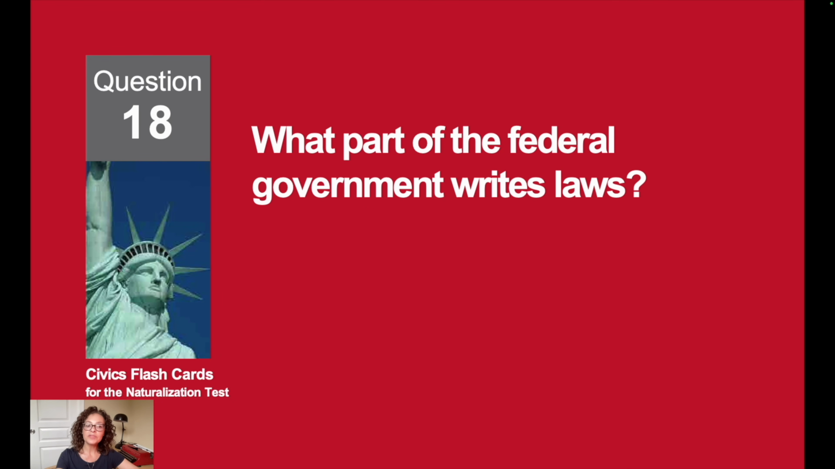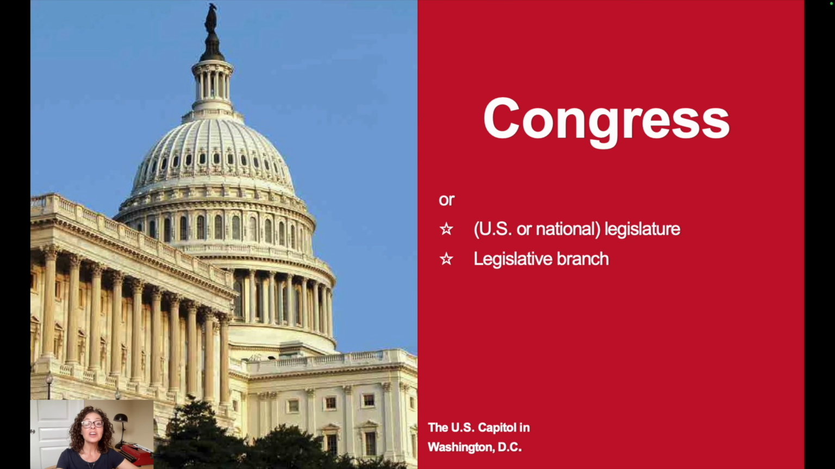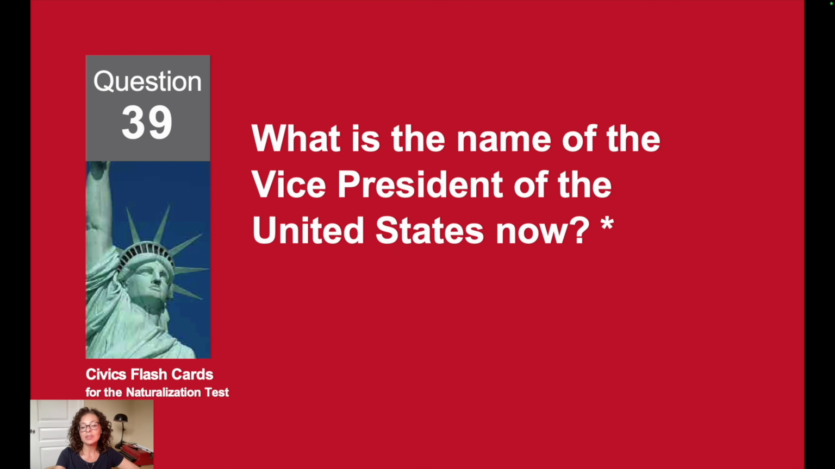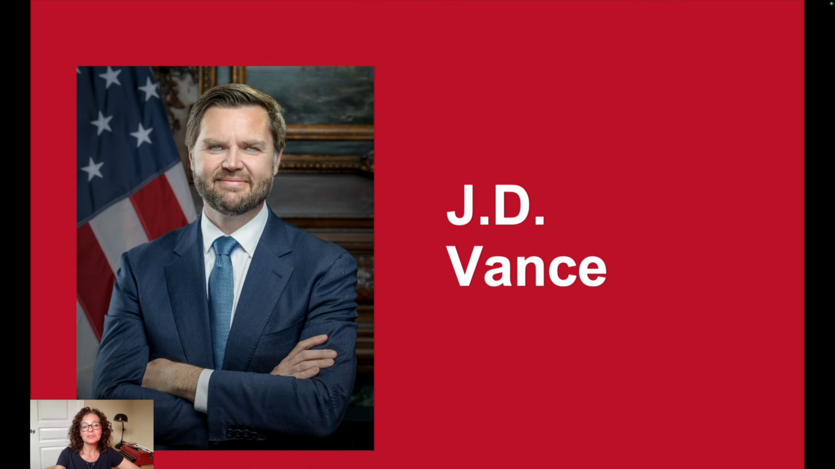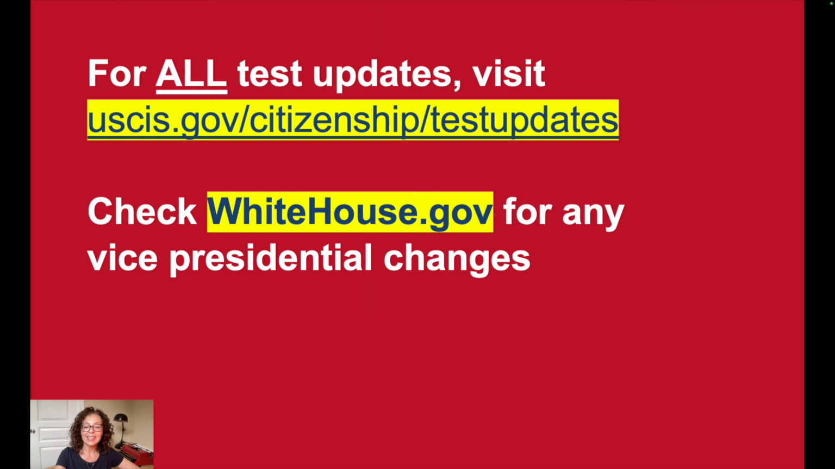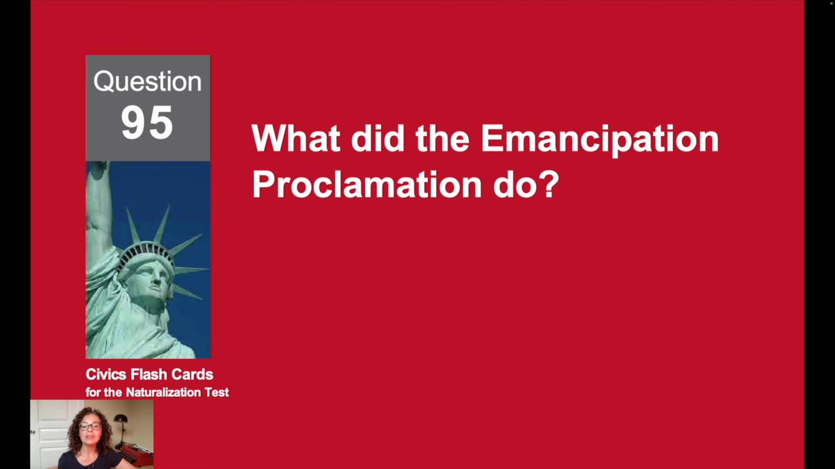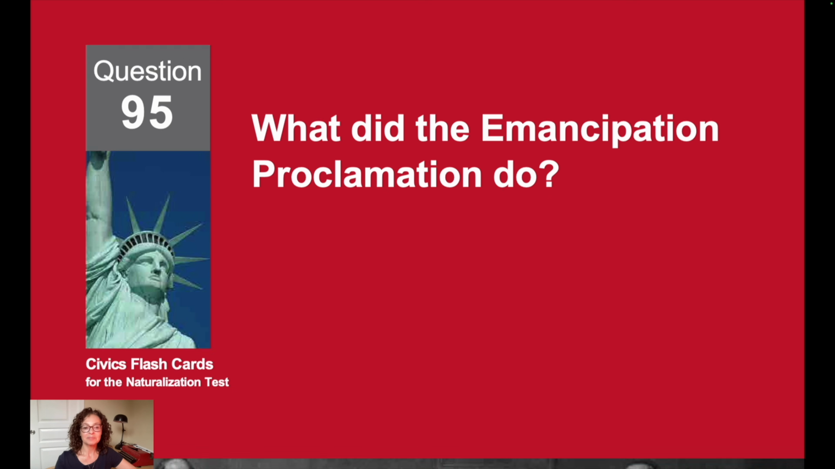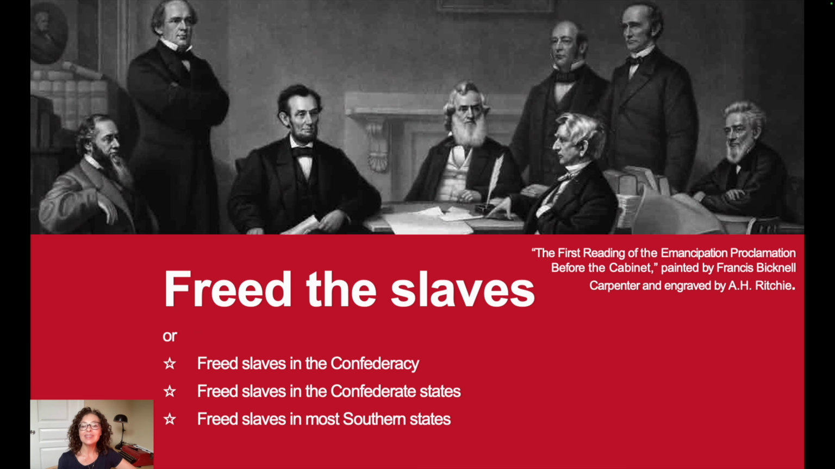What part of the federal government writes laws? Congress. What is the name of the Vice President of the United States now? That is J.D. Vance. Again, check here for updates. What did the Emancipation Proclamation do? It freed the slaves.